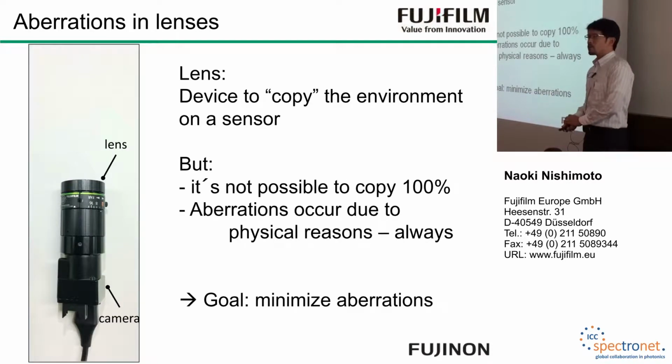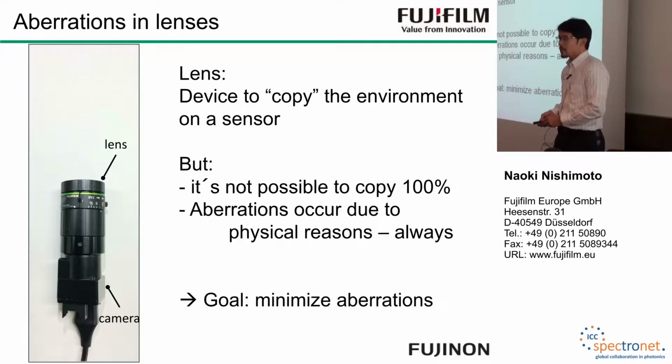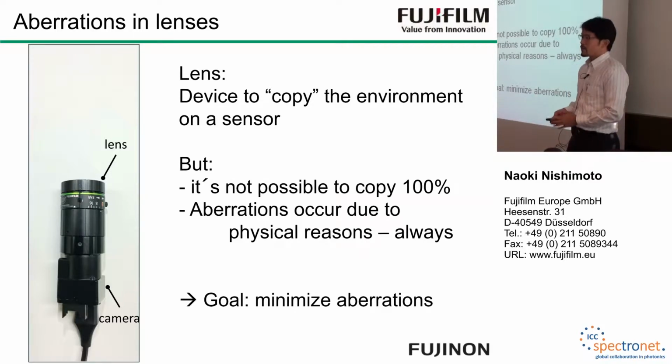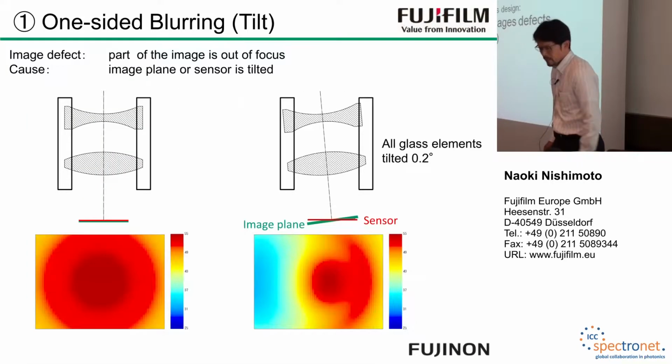So, first of all, lens is a device to copy an environment on a sensor. But it's not possible to copy 100% because aberration occurs due to physical reasons. So lens manufacturers are always fighting with minimizing these aberrations. Then let's go into image defects.